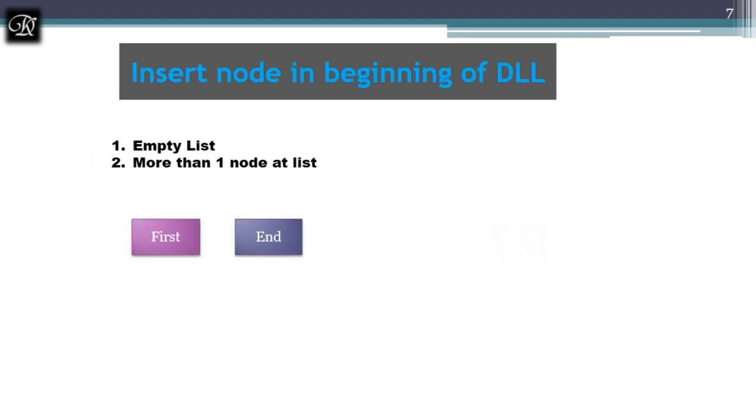Let's perform the insertion operation. When we are performing an insertion operation, there are two cases. One will be the empty list, or we will have more than one node in the given doubly linked list.